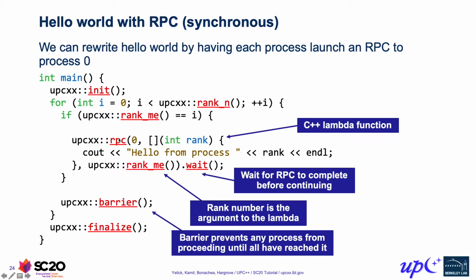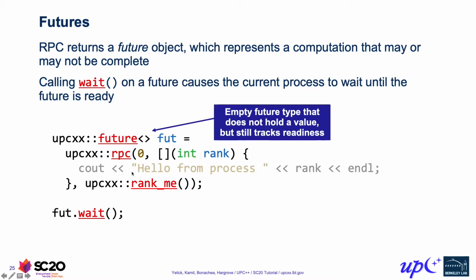All right, so I mentioned that what you get back from the RPC is a future. It doesn't wait for the entire execution to complete. It's an asynchronous operation. A future represents a computation that may or may not be complete. And if we want to wait for the operation to be completed, then we call wait on it. What that does is it causes the current process to wait until the point at which the future is ready, at which point wait returns and the current process can continue.